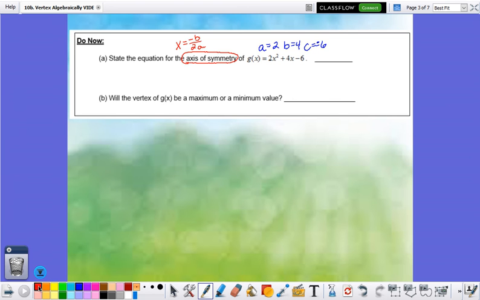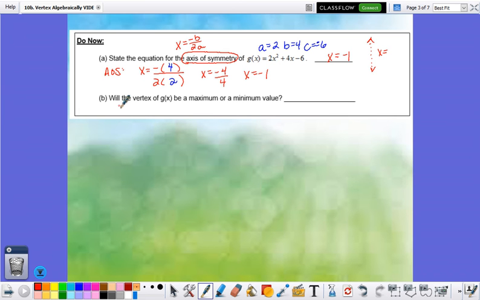So now if I use our formula for axis of symmetry, I have x equals the opposite of b over 2 times a. Let's plug in our values. I substitute in 4 for b and 2 for a. We find out x equals negative 4 divided by 4, which simplifies to x equals negative 1 for our axis of symmetry. Remember, our axis of symmetry is a vertical line. That is why it's an x equals a number equation.